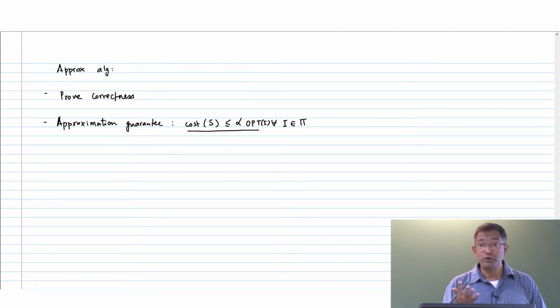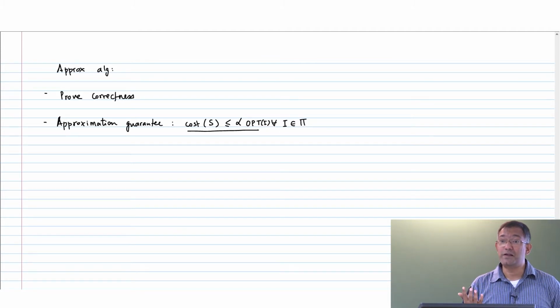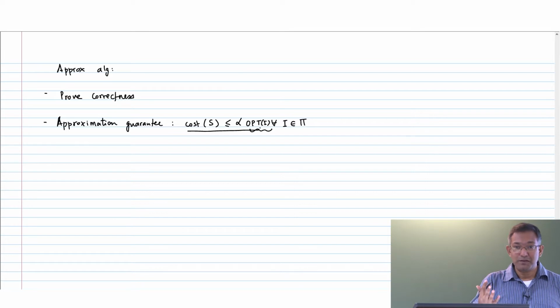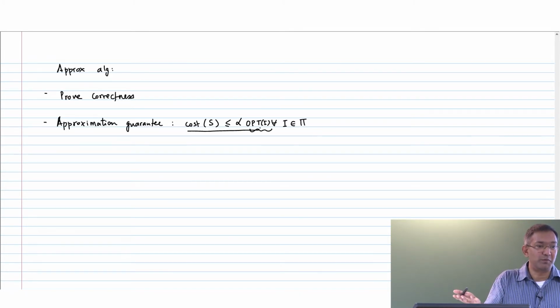Okay. How do you do this? The second part is tricky. Why? I want to show this inequality, but I have no idea what the optimal solution is. Right? You want to prove that this is no more than alpha times the optimal solution, but you do not know the optimal solution. How do you show this inequality?